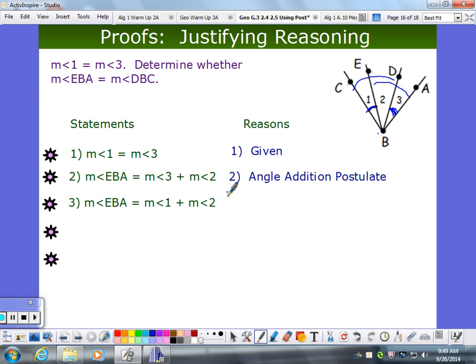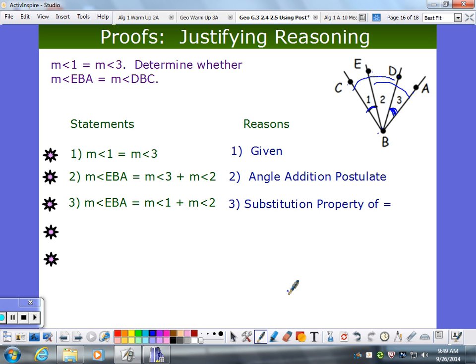Now I'm looking, what changed between statement 2 and statement 3? What changed here? What changed, Jack? The measure of angle 1 is the measure of angle 2. Yeah, angle 3 turned into an angle 1. How come I can do that? They are congruent, right, or equal. So I'm going to use the substitution property of equality, right? Because this equals that, then I can substitute that in, no problem. That's what the substitution property says.